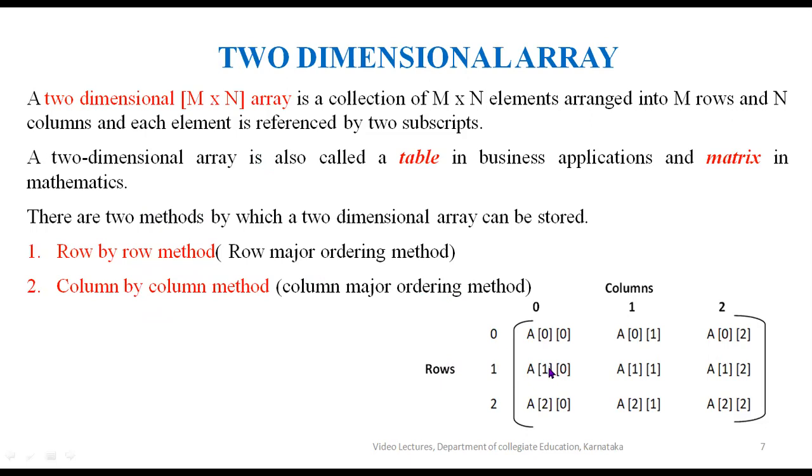Now in the diagram, A of 1 0 means the position of that element is in the row number 1 and column 0. So similarly, if you take A of 0 2, it means it is in position row number 0 and column number 2.